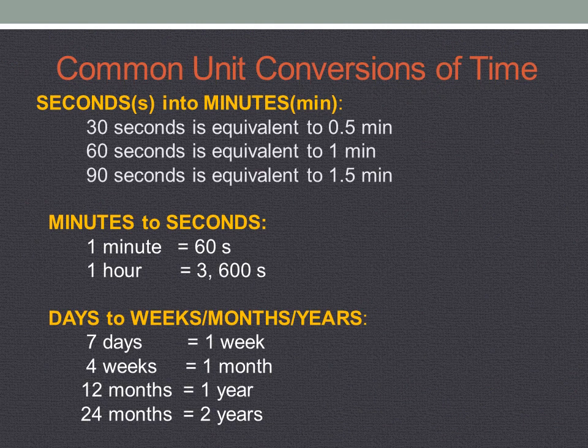These are examples of common unit conversions of time. Time can be measured in a variety of ways, usually with a watch or a clock. It can be measured in seconds, minutes, hours, days, weeks, months, or even years. An hour, for example, can be converted into minutes by multiplying the hour by 60.